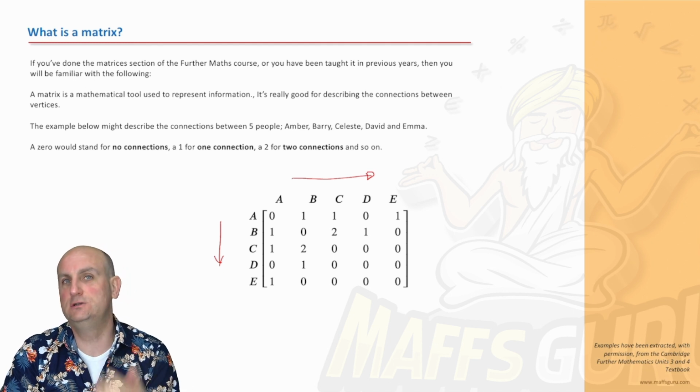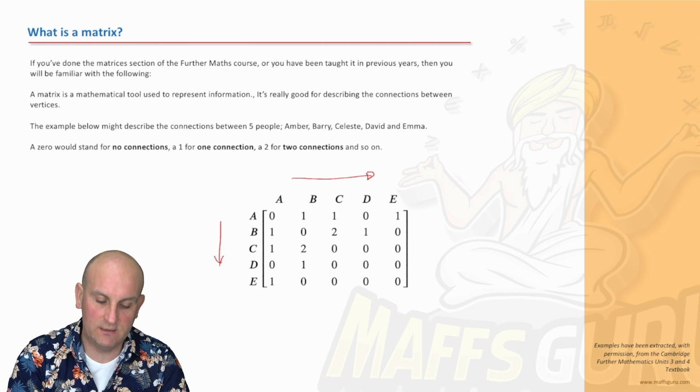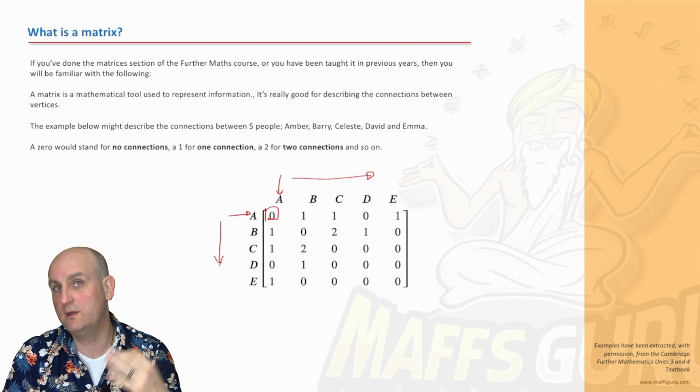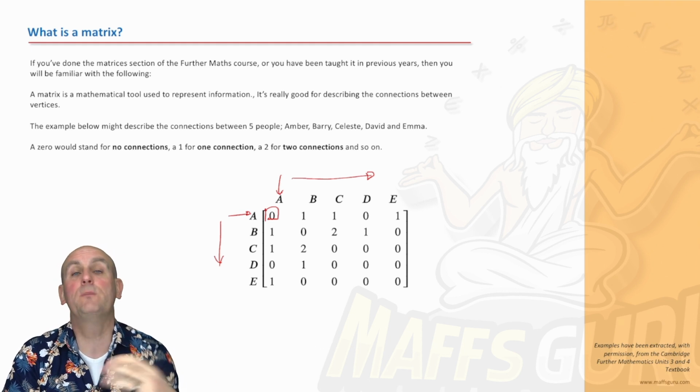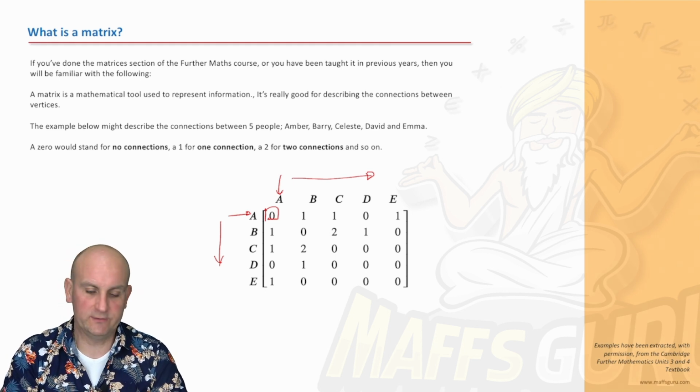Why? Because it shows the connections between. And what we're saying here is that where there is a 0, for example here, because that is in column A and row A, there is no connection between A and A. And to go back to our previous video, that would suggest there was no loop. All right, so A, who is Amber, isn't loopy. She's not talking to herself.